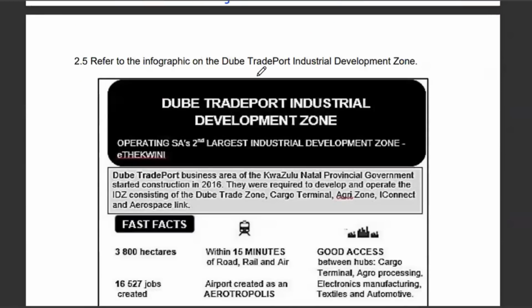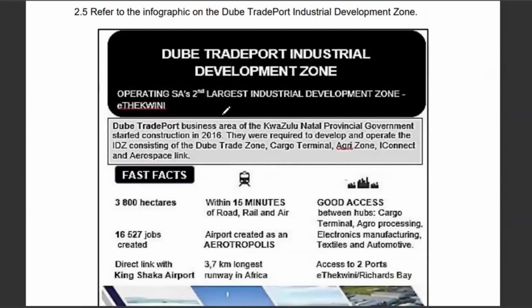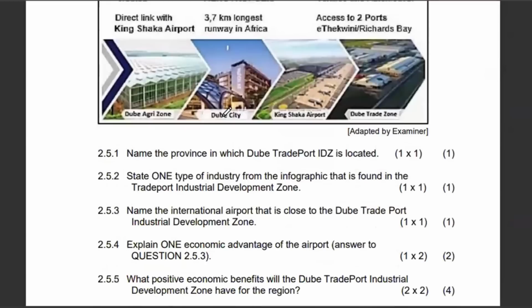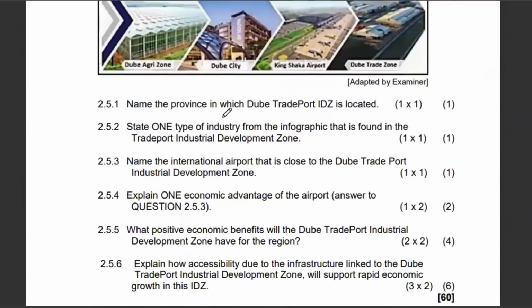Refer to the infographic on the Dube Trade Port Industrial Development Zone. Right, the Dube Trade Port, the facts are given there. Name the province in which the Dube Trade Port is located. Dube Trade Port is in KwaZulu-Natal, which is our KZN. It's in KwaZulu-Natal. That is where we find the Dube Trade Port Industrial Development Zone.